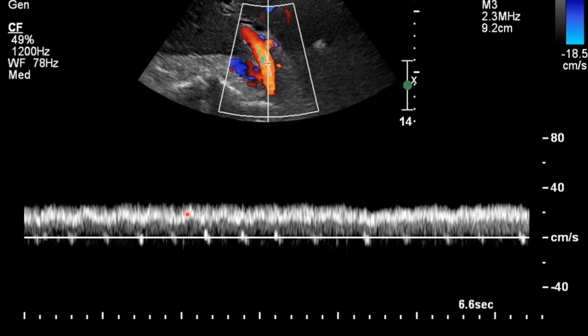And then notice that our portal vein flow waveform is pretty steady. It's a steady state, stable venous waveform. There's not a lot of variation to it.